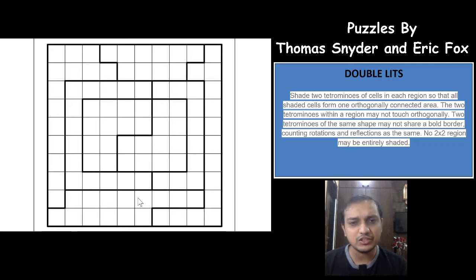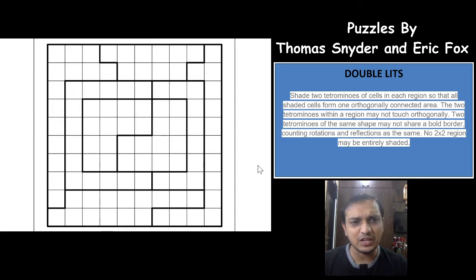It's just a variation of a lids puzzle where all the techniques of lids are already used in this puzzle. So I'll just brief you on the rules of this puzzle. In the double lids puzzle, you have to shade two tetrominos of 4 cells each. A tetromino is nothing but a shape of 4 cells, right? You have to shade two tetrominos in each region so that all the shaded cells form one orthogonally connected area. So each region has two tetrominos: this is one tetromino, this is another tetromino. And all of the tetrominos in the grid have to be connected to each other orthogonally.